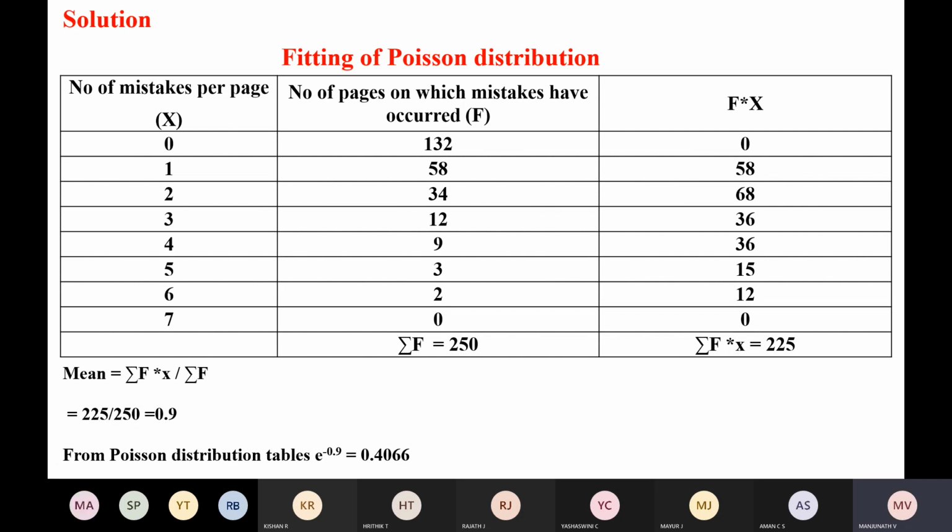Just write 250 wherever you have 225, write 250 and solve, you'll get the answer.